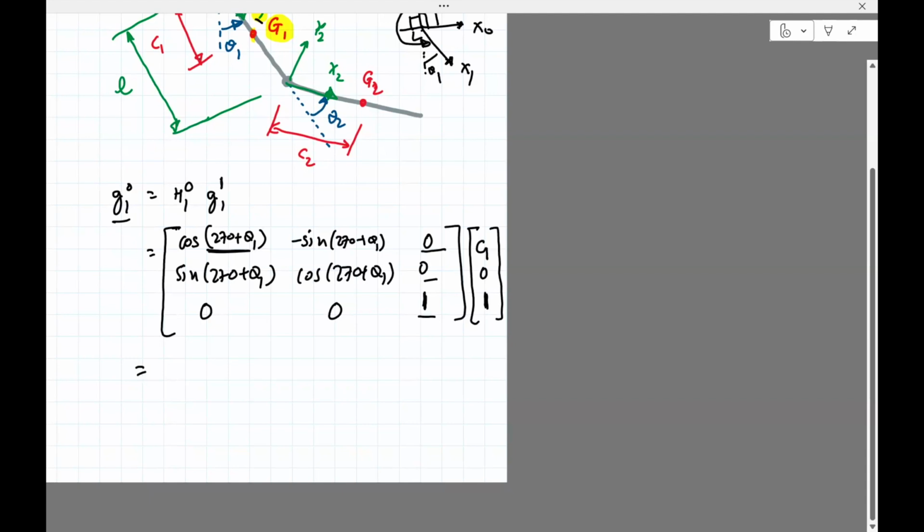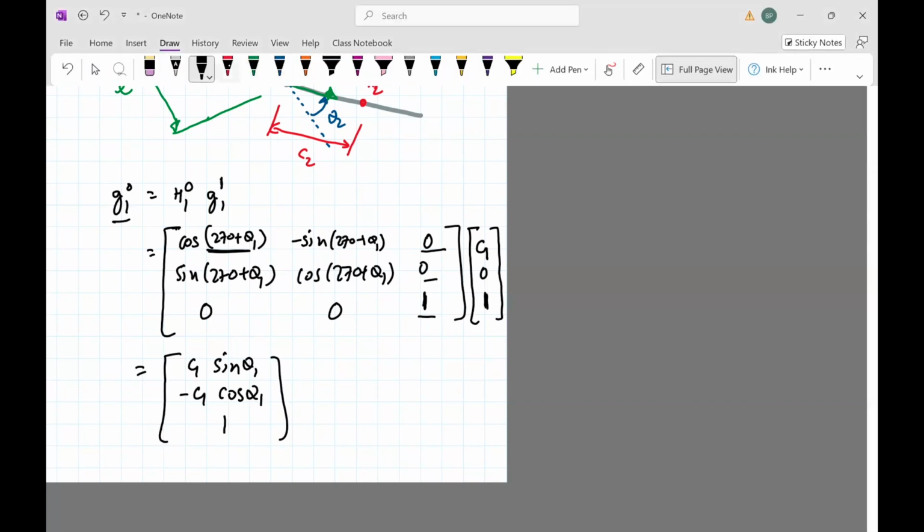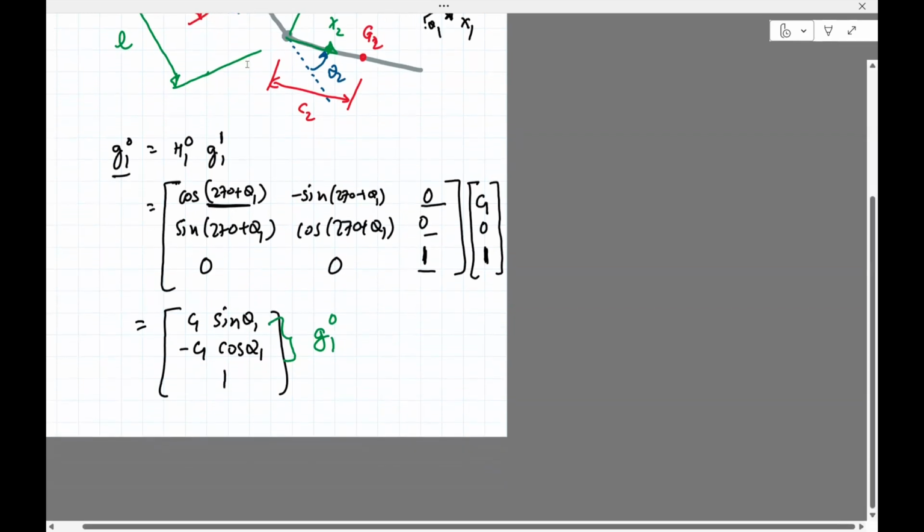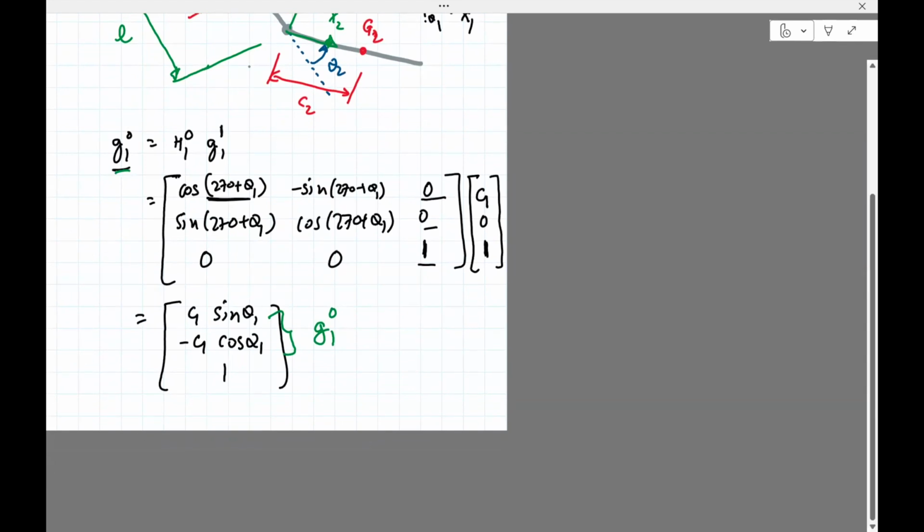So if you do this calculation, you will end up with C1 sine theta 1, minus C1 cosine theta 1, and then 1. And of course that 1 is just a placeholder to make the homogeneous transformation work, but the position is basically this G1 in frame 0, the first two elements. So we've got G1 in frame 0. So we are all set to compute the Jacobian now.